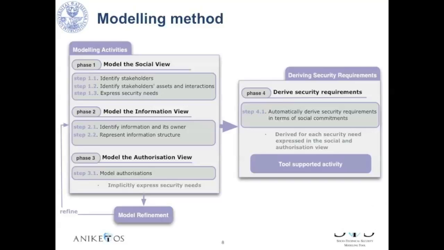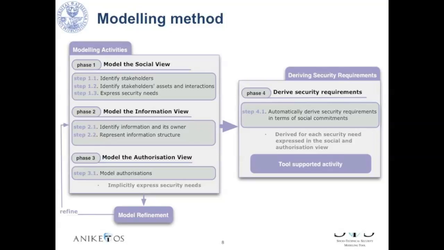Okay, this can be generic. Anyway, now we'll provide you with the modeling method so that you can actually apply the steps of this method in order to model the system and the scenario that you are working on, and also derive the set of security requirements for your given system. Our method includes a set of modeling activities which are basically related to the different views that we are supporting. So we have 3 different phases in which the modeling goes on: modeling the social view, modeling the information view, and modeling the authorization view.